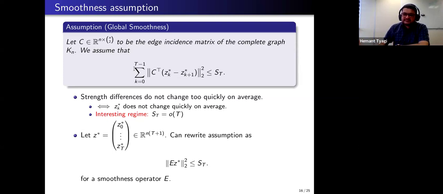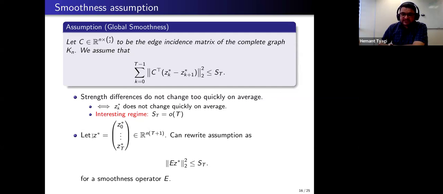In some sense, the fact that we have these successive differences might lead you to consider that we have an underlying path graph on the set of T vertices, and that's actually the case. So the assumption is that the strength differences do not change too quickly on average. That's the key point. It's a global assumption. The interesting regime here is when S_T is little o of T, because clearly if your Z_k stars are bounded, I can always bound this by something linear in T. The interesting case is when S_T grows sublinearly in T. That's when we hope to see something interesting.